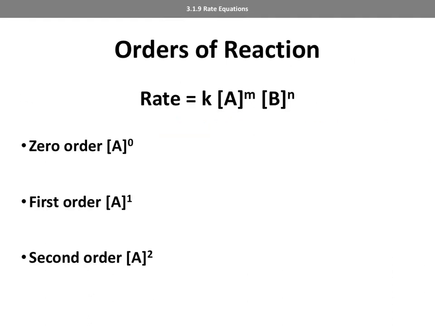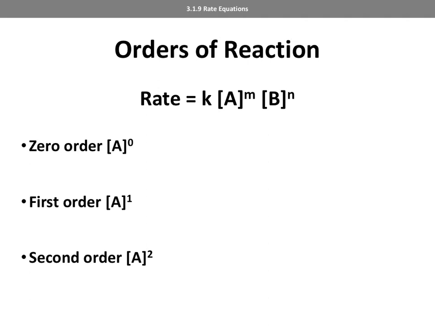So looking at the orders of reaction, at A level there are only three that you need to concern yourself with, and they are zero order, first order, and second order. What we mean by zero order is that it's the concentration raised to the power of 0, first order the concentration raised to the power of 1, and second order the concentration raised to the power of 2. So what we're now able to see is how changing the concentration would affect the rate. If we change the concentration of A and it was zero order, first order or second order, we could see how that affected the rate of the reaction.